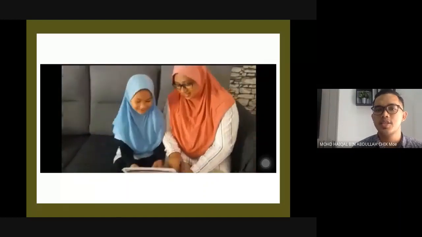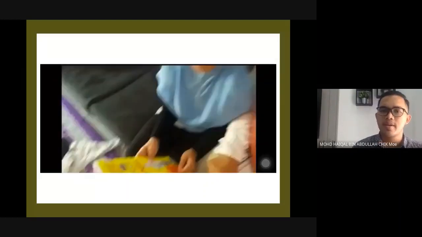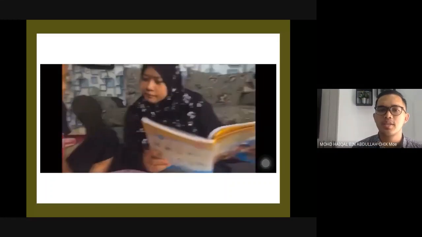Okay, this is the sharing session with our parents, talking about the posters. And it's like the reading session actually.